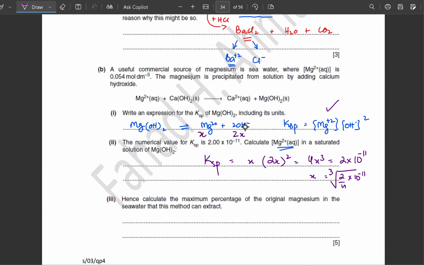Okay, what do we get? 1.709 multiplied by 10 to the power minus 4. 1.71, let's make it 1.71 times 10 power minus 4 mole per dm cube. Okay, is this clear? This one.